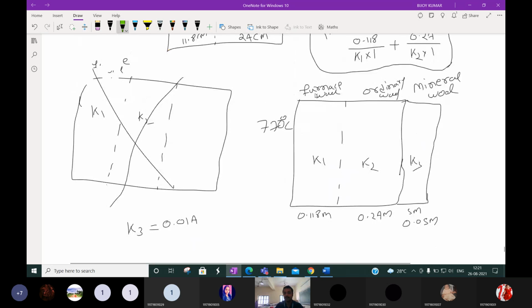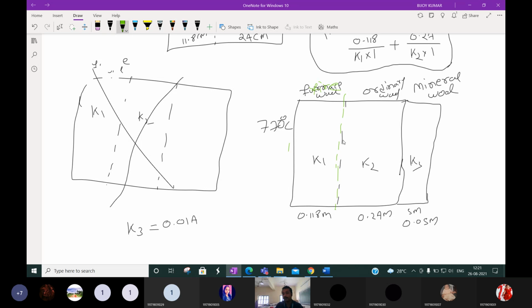This is the fire brick, okay? The outer wall of fire brick means this temperature. This is the fire brick wall, this temperature. And the outer wall of ordinary brick. This is the ordinary brick, ordinary wall.